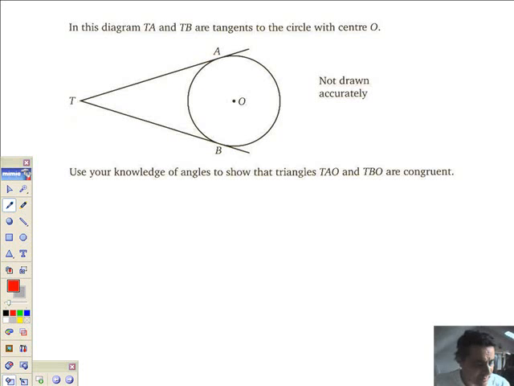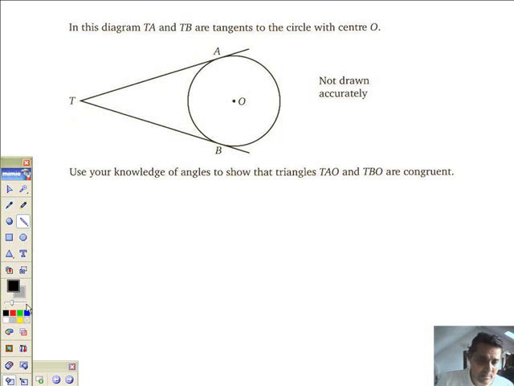Last bit of the assess then, I'm doing question 7, that's this one. In this diagram, TA and TB are tangents to the circle and the centre is O, just there. And it says use your knowledge of angles to show that the triangles TAO and triangle TBO are identical, congruent.